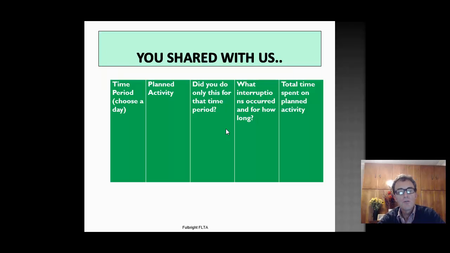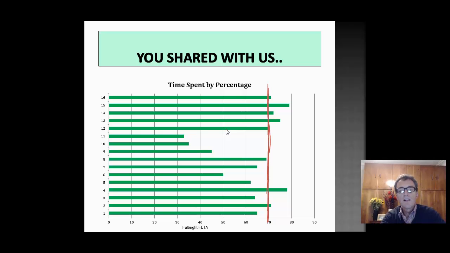So I asked you to fill out this form. Remember, this was sent to you by email. And I'm going to show you the results because I got the results back. Thank you very much. And I put them into a chart according to what people told me they did during the periods. So here is the percentage of time spent.